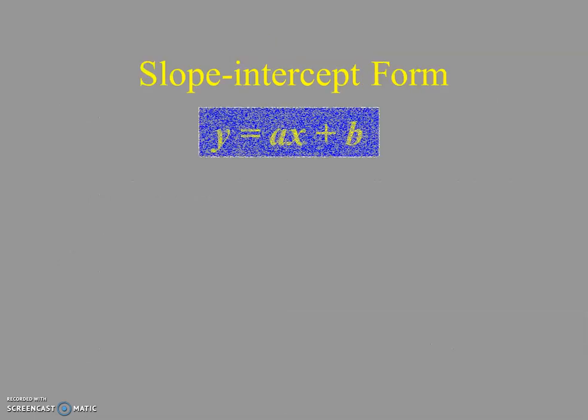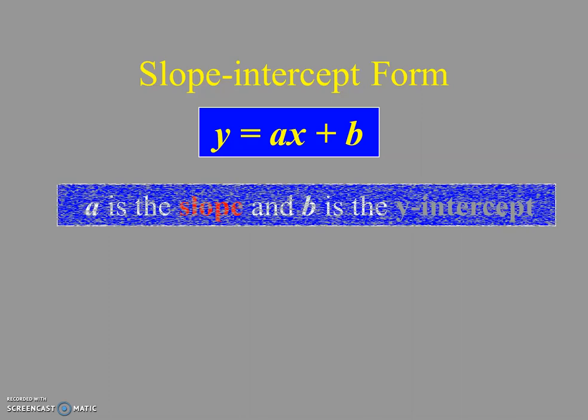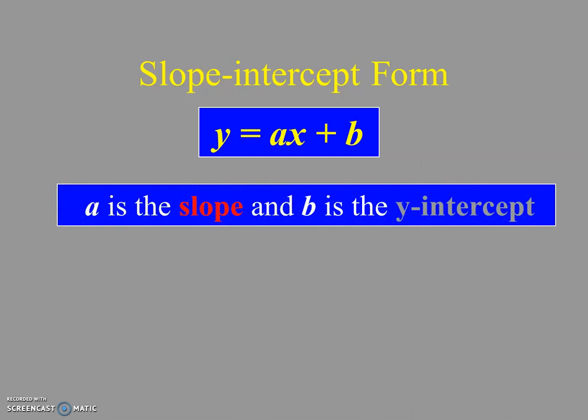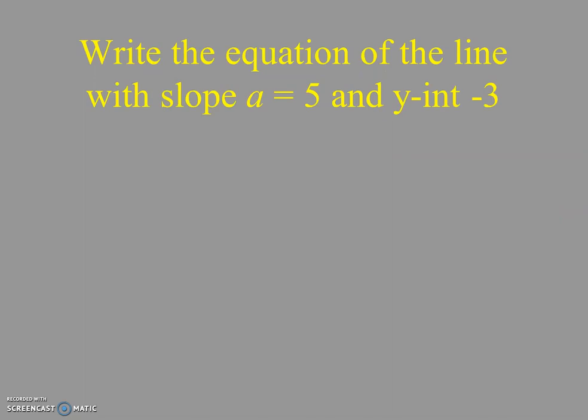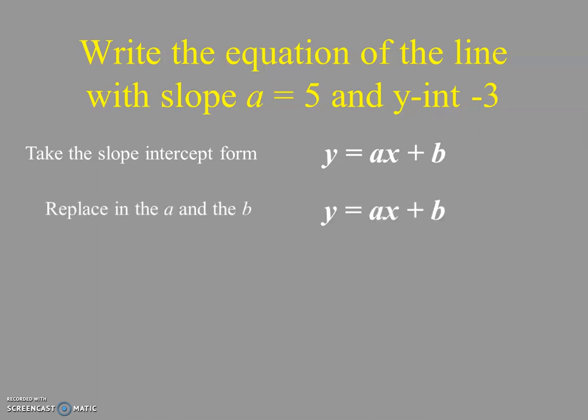So you all know the slope-intercept form, y equals ax plus b. And the concept is a is the slope and b is the y-intercept. Well, I'm going to give you two pieces of information. Slope is 5, y-intercept is -3, and ask you to write the equation of that line. So you take the slope-intercept form and just fill in what you have to replace. The a gets replaced with 5, and the b gets replaced with -3. Now you simplify your answer. We don't like the double signs there. Y equals 5x minus 3.